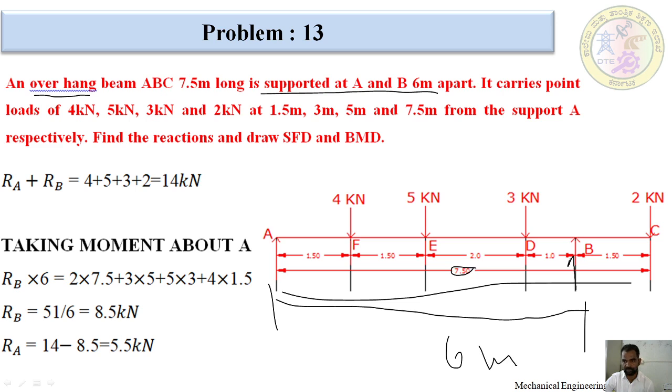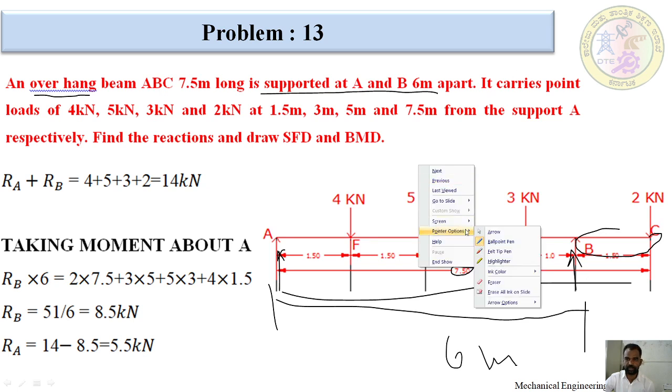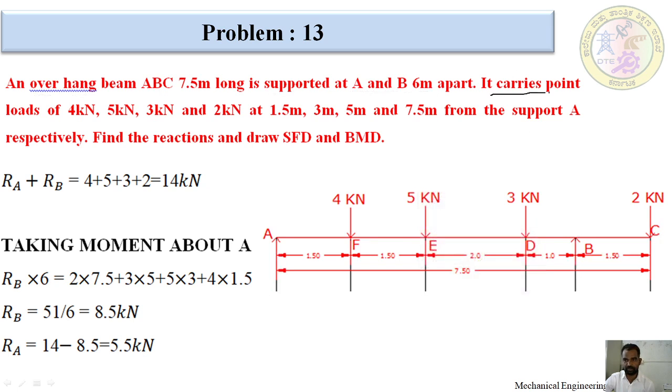Here one support is there, here also one support is there, and this beam extends over the support. For that reason, this type of beam is called an overhanging beam. Apart from this, they have given point loads of 4 kN, 5 kN, 3 kN and 2 kN at distances of 1.5 meter, 3 meter, 5 meter and 7.5 meter from support A. This is the left support we have to take.